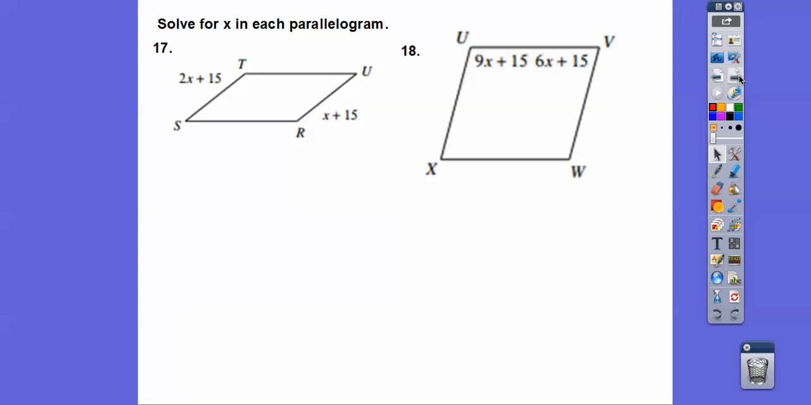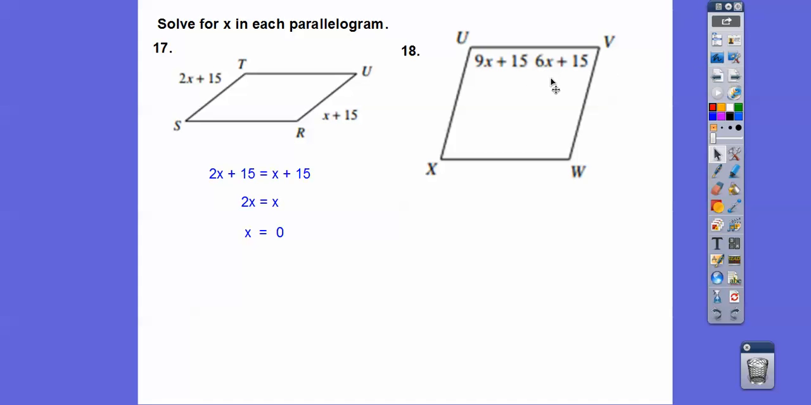Okay, so let's solve for x in each parallelogram. Okay, this one's kind of a deception right here, you guys. This parallelogram, opposite sides are equal. So 2x plus 15 equals x plus 15. Subtract 15 from both sides, and we get 2x equals x. And you're thinking, what? Well, 2 times what number is the same as that same number? Well, 2 times 0 is the same as 0. Okay, and if you think about it, the only way I'm going to make this work is if x equals 0 on that. So x equals 0.